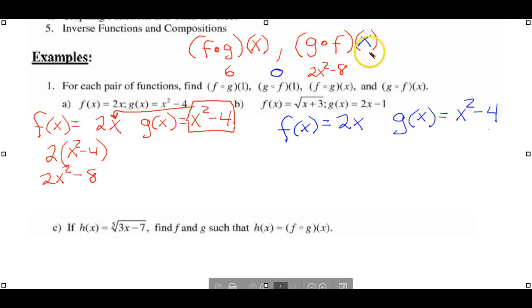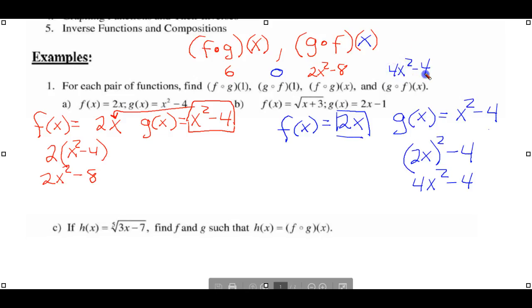Now let's do this one. Now in this case, let's change colors too. Our F function is this, which is now going to be our x that we replace the x with here. So our x there is 2x that we're going to square minus 4. So squaring this is 4x squared minus 4. And that's what this is. 4x squared minus 4.